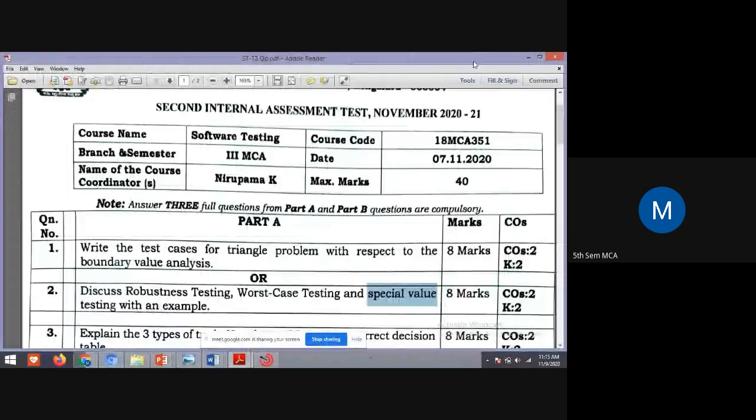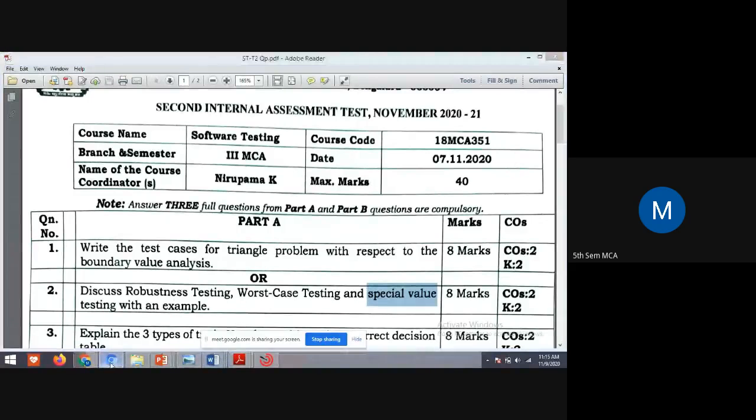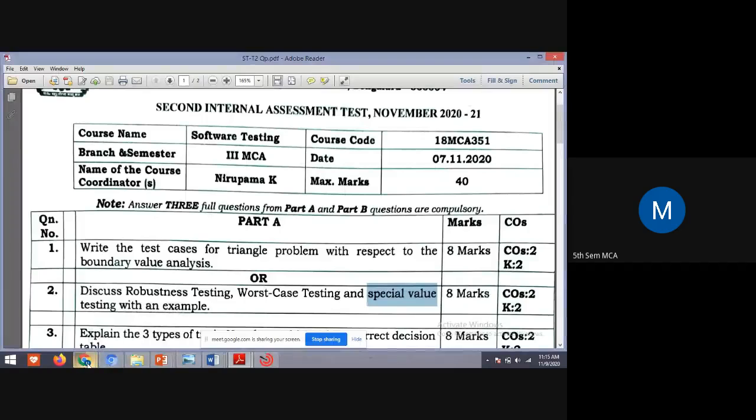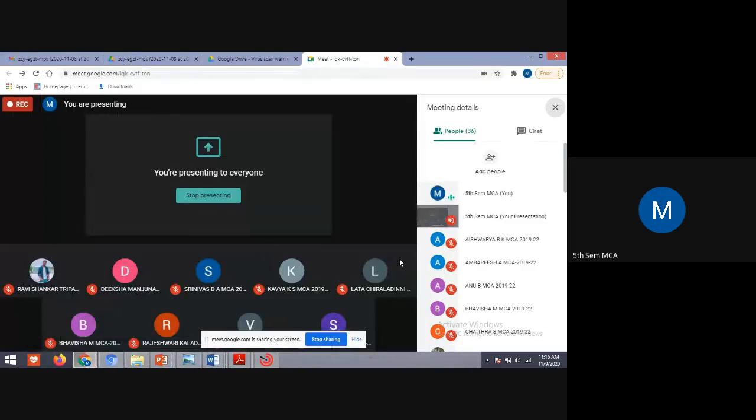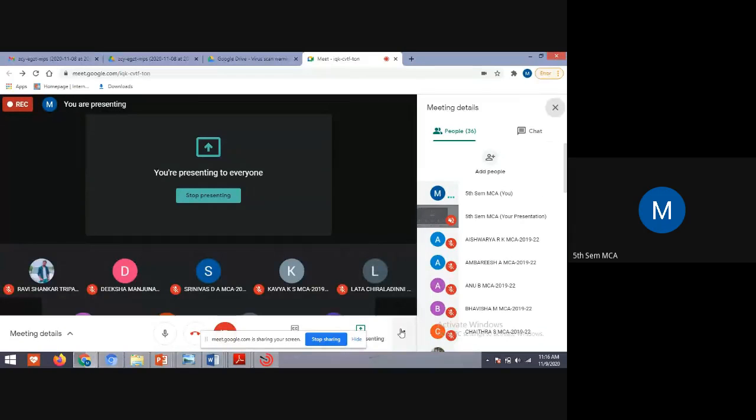How did you all come? How did you do the test? Did you do well? Yes, students. Any doubt in the question paper?